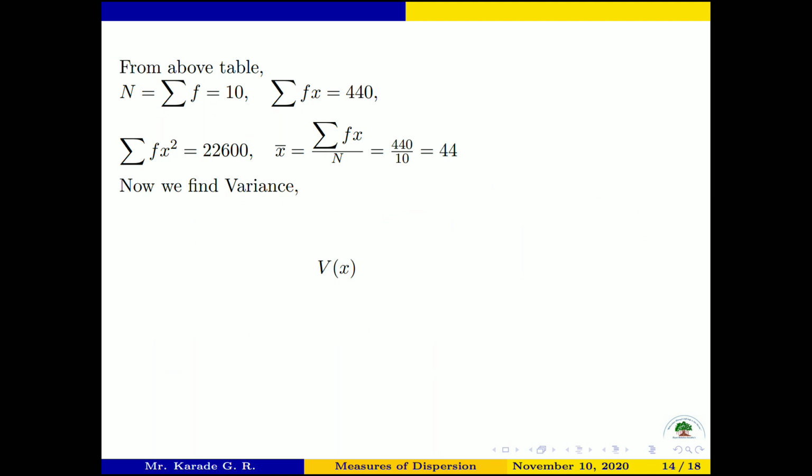So variance of x is equal to summation fx square upon n minus x bar square, and it is equal to summation fx square is 22,600 upon 10 minus 44 square. And if we do the calculation, it is equal to 2260 minus 1936. And the value of variance of x is equal to 324.